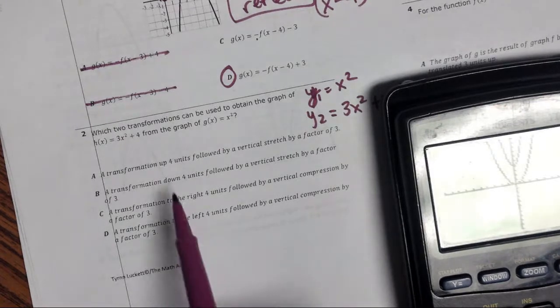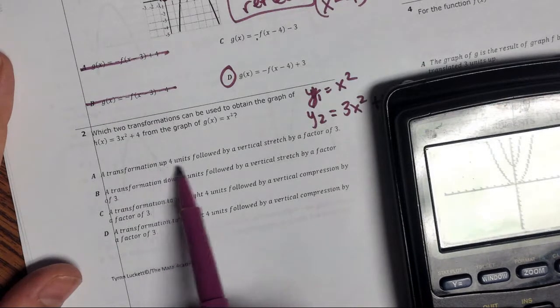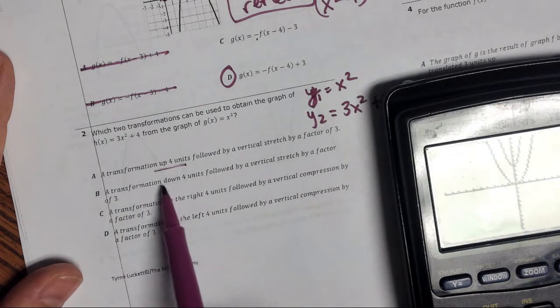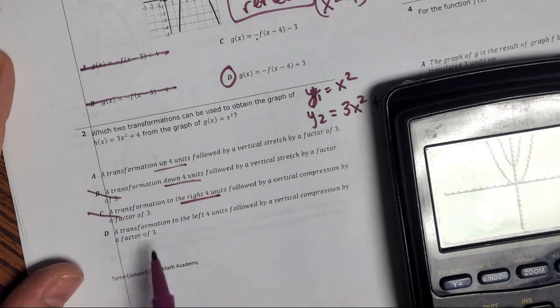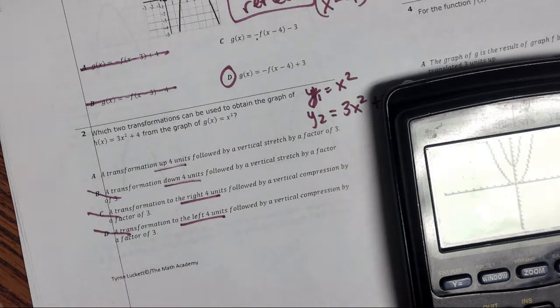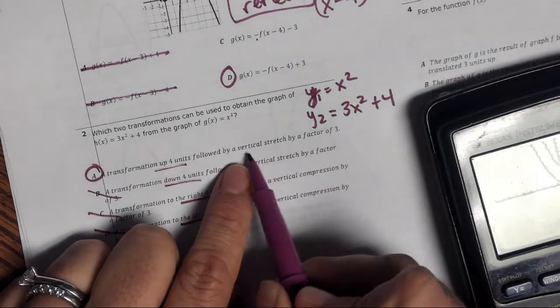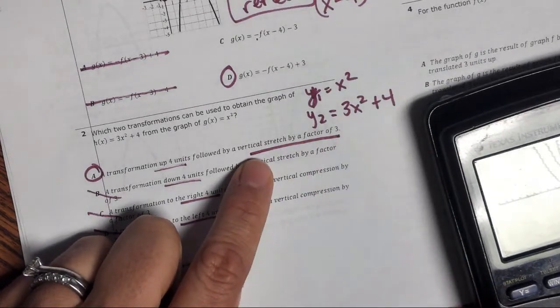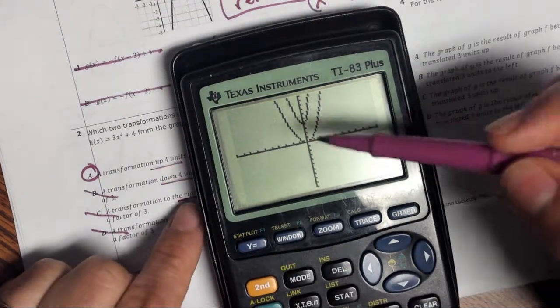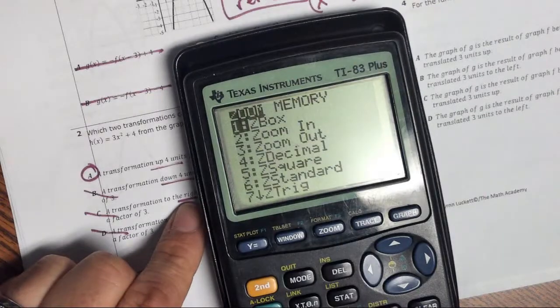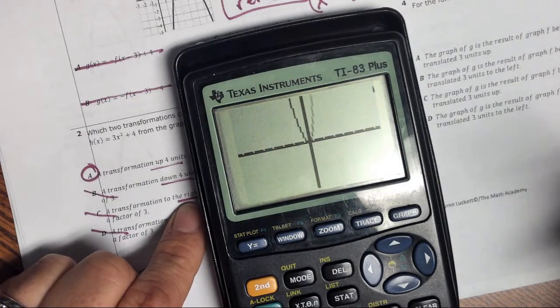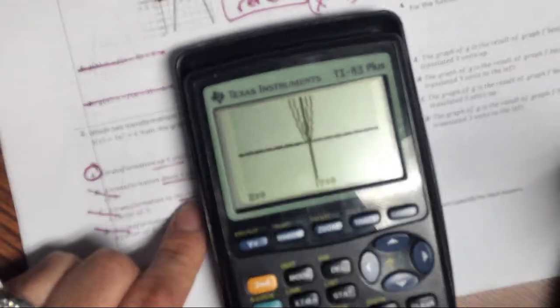So the first one says it's transformation up 4, so that's true. Down 4, that would be false. To the right 4, that would be false. To the left 4, that would be false. So the only answer that it could be is A, and then it also says the vertical stretch. Remember, vertical stretch means narrower. And we can tell that it got narrower. We can zoom out to confirm. And you can see that it is narrower, the second one.